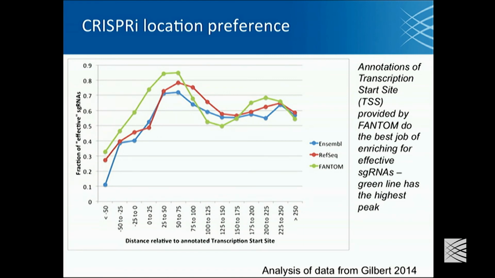And as you can see, Phantom outperforms the other 2 existing databases, and that's because it's based on actual data, whereas the other 2 are models. And so we see this really high peak in activity right here. So that's the site that we decided to target when we designed guides for CRISPRi.